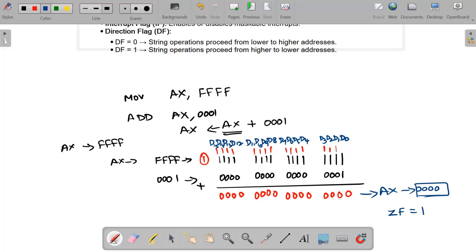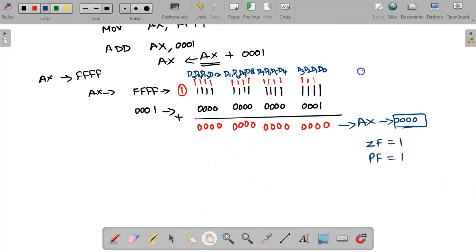Okay. And then check how many ones are there. Here there are no ones at all, so the number of ones is 0, and 0 is an even number. So by default this number is an even number. Whenever it is an even number, the parity flag is equal to 1. So when you have 0 ones, 2 ones, or 4 ones in your result, I can say that it is even. So here the parity flag is equal to 1.